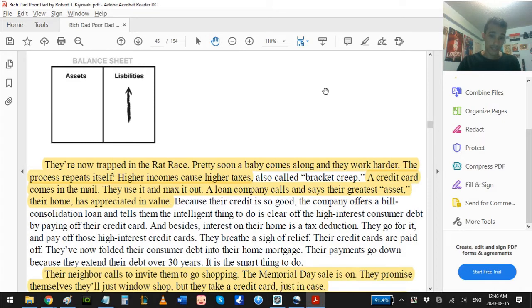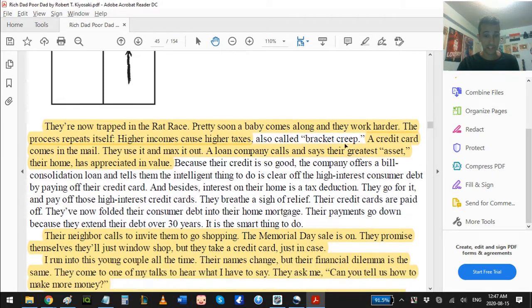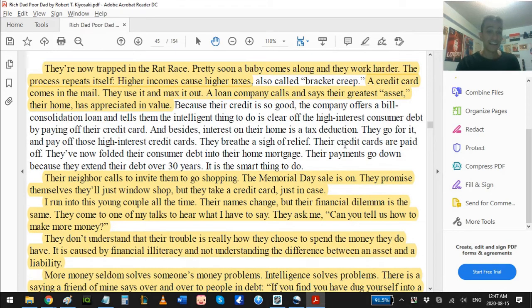They're now trapped in the rat race. Pretty soon a baby comes along and they work even harder. The process repeats itself. Higher incomes cause higher taxes. A credit card comes in the mail. They use it and max it out. A loan company calls and says their greatest asset, their home, has appreciated in value, which we'll get to in a second. Their neighbor calls to invite them to go shopping. The Memorial Day sale is on. They promise themselves they'll just go window shopping, but they take their credit card just in case.